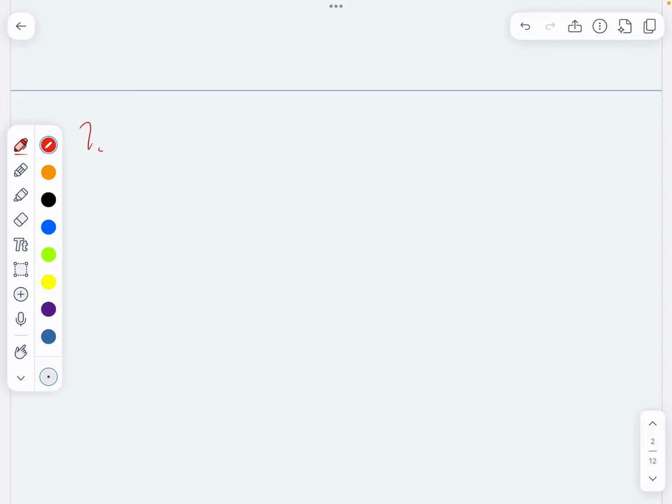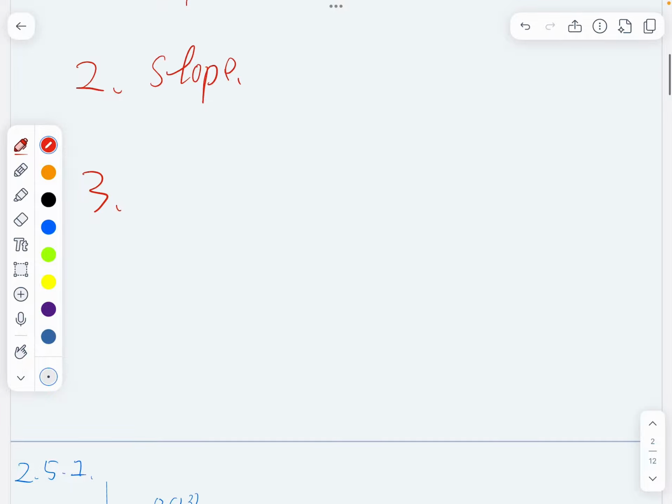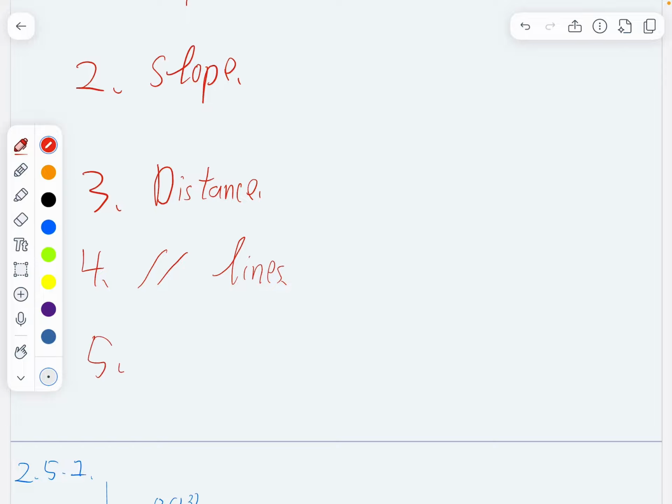The first one is the midpoint. The second is the slope formula. The third is the distance. The fourth is parallel lines. And the fifth is the perpendicular lines.